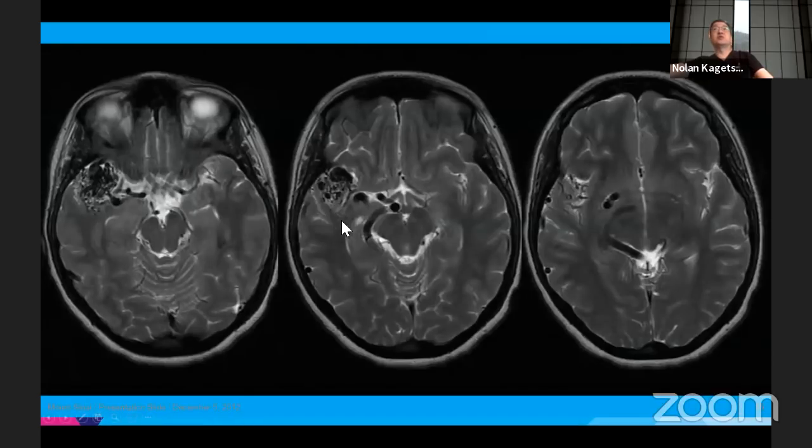This is the same patient. This is an MRI. This is a T2 weighted image. The CSF is white, and flowing blood causes an artifact called signal void, and you can see this is the lesion.